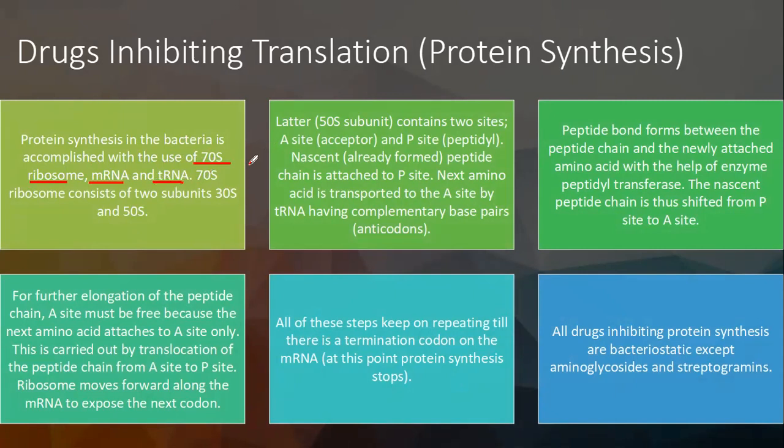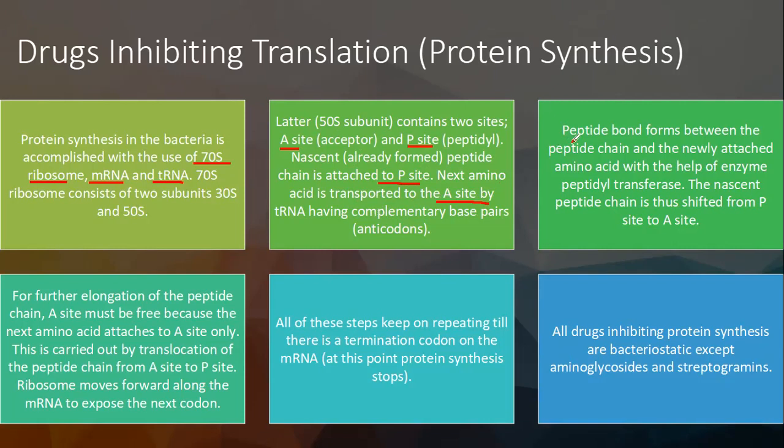Now, the 70S will have the 30S and the 50S. Please note, these are not additive values. So S in this case means the Svedberg unit of sedimentation. Now the 50S subunit has an A site, a P site, and also an E site, an exit site. Now, when a nascent, or an already formed peptide, is attached to the P site, then the next amino acid which is carried by a transfer RNA is transported to the A site. And the transfer RNA will have a complementing base pair, the anticodon.